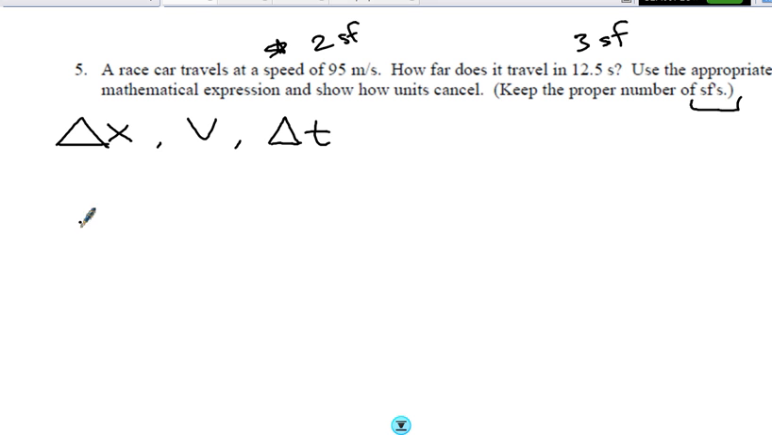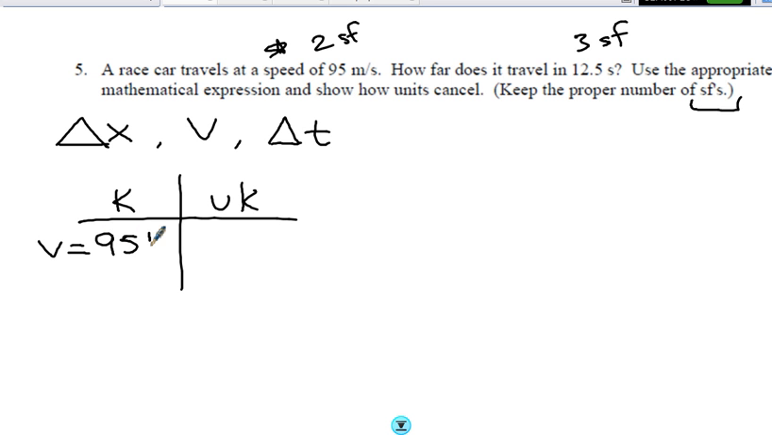What you want to do is construct a simple known and unknown table to list what you're given and what you're asked to find. So the speed, 95 meters per second, is our velocity. So I'm going to write in the known column 95 meters per second. 12.5 seconds stands for the time. So that's delta t equals 12.5 seconds. We're asked to find how far. How far is a measure of the displacement.